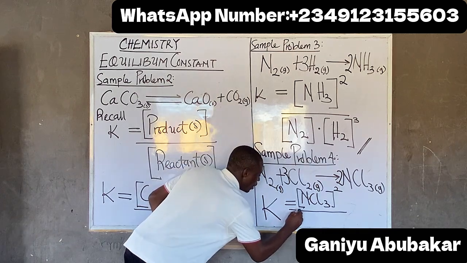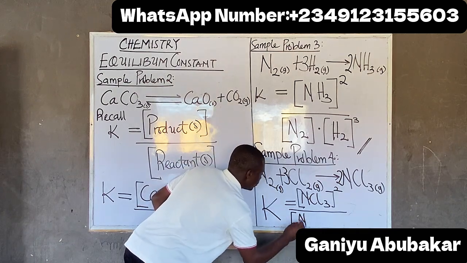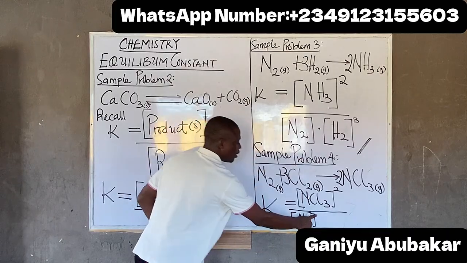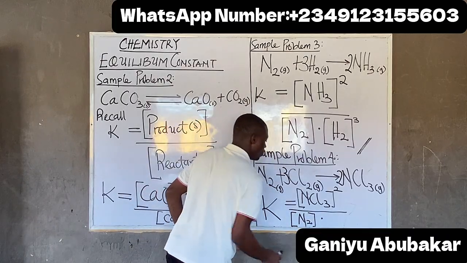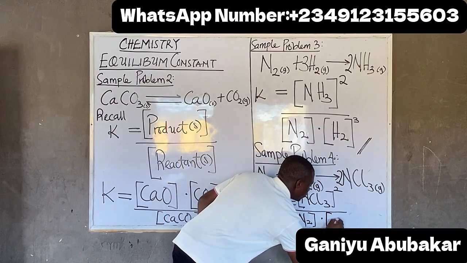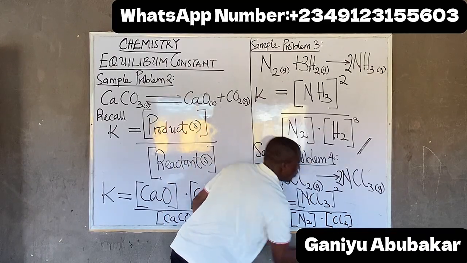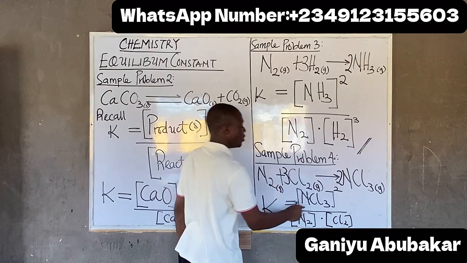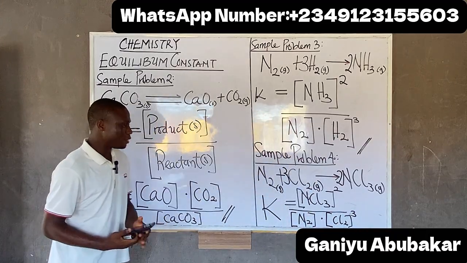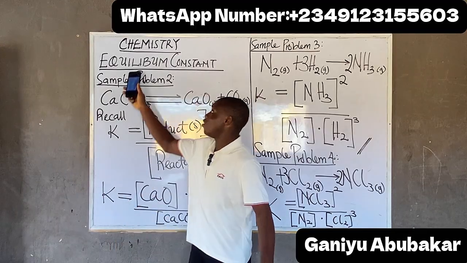That gives you concentration of what? N2. This N2 has no coefficient, so I'll leave it blank. Dot. Moving on, I have Cl2, and by the way, this Cl2 has a coefficient of what? 3. So I'll put the 3 as a power here. This becomes your expression for the equilibrium constant.